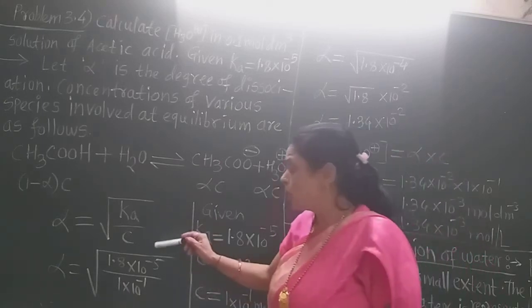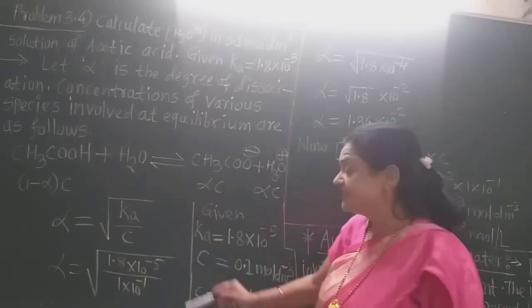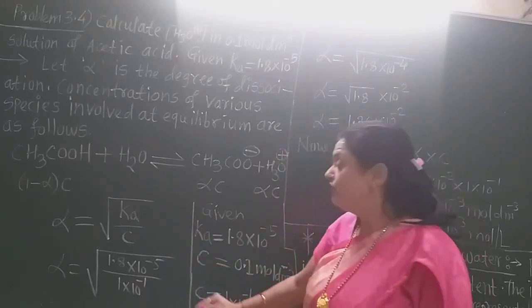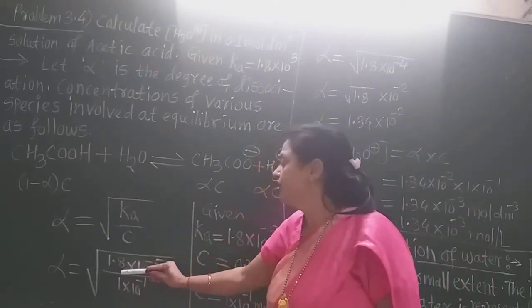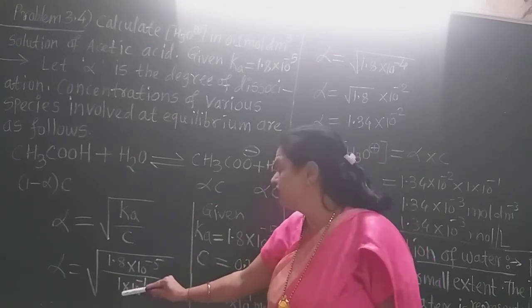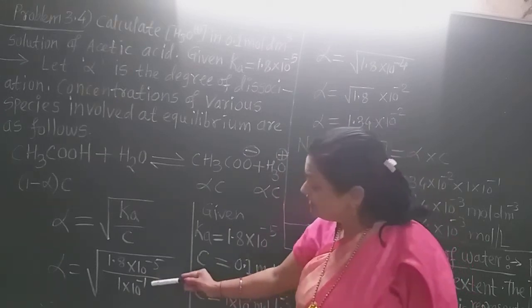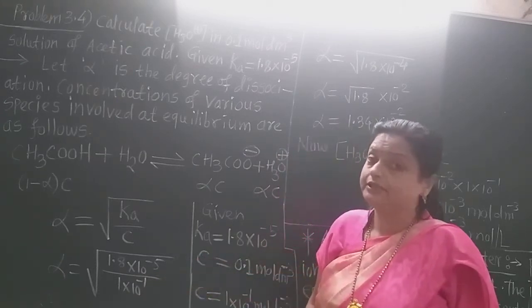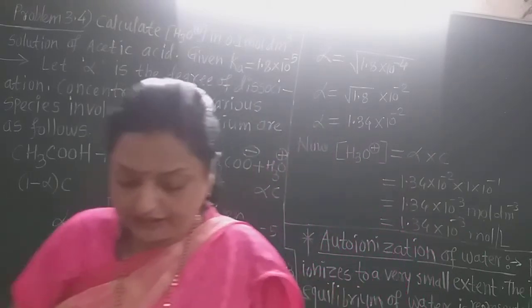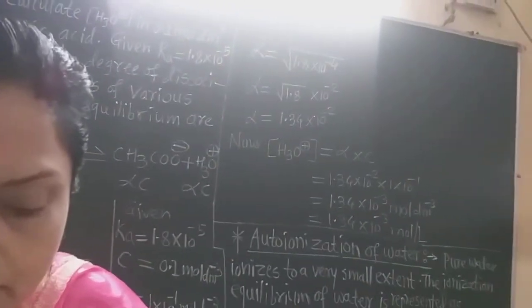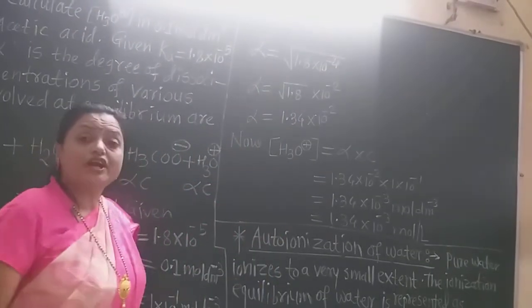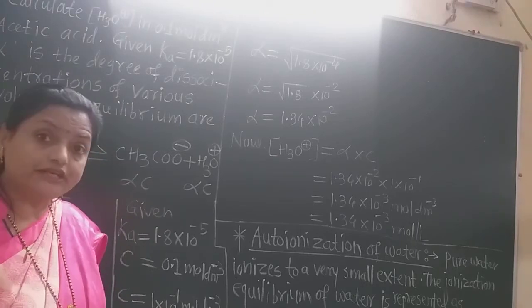So just on substituting the value of this Ka, that is the dissociation constant, and the concentration C, we obtain alpha is equal to 1.8 into 10 raised to minus 5 divided by 0.1, means 1 into 10 raised to minus 1. Now this minus 1 goes to the upper side, it becomes plus 1. So only 10 raised to minus 4 is remaining. Now see on the blackboard again. Now what is there? Alpha is equal to now 1.8 into 10 raised to minus 4.